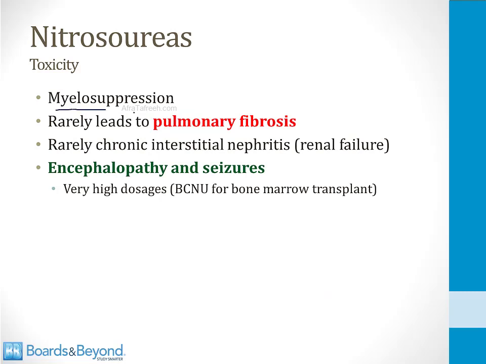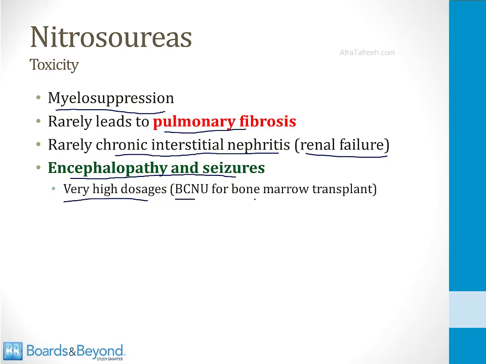These drugs can lead to myelosuppression. In rare cases, they have been reported to cause pulmonary fibrosis. They can also rarely lead to a chronic form of interstitial nephritis, which can cause renal failure. And then finally, because they are lipid soluble and can cross the blood-brain barrier, they can potentially cause encephalopathy and seizures. This usually doesn't happen with lower dosages, but sometimes very high dosages of BCNU are administered as part of a bone marrow transplant protocol, and in this setting, encephalopathy, seizures, and other central nervous system effects are more common.